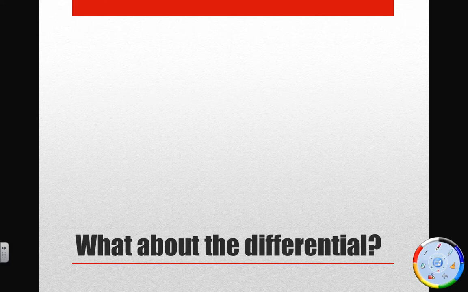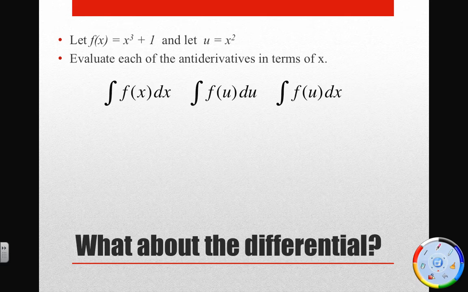All right, so let's look at a slightly different type of problem, and it's paying attention to the differential. What are we taking the derivative with respect to? So I'm going to give you two things. I'm going to give you f of x, where f of x is x cubed plus 1, and I'm going to let u equal x squared. And we're going to find three things, and we're going to show how they're different.